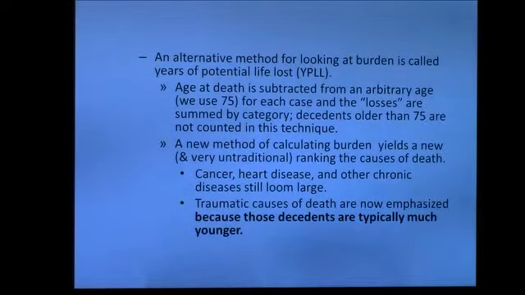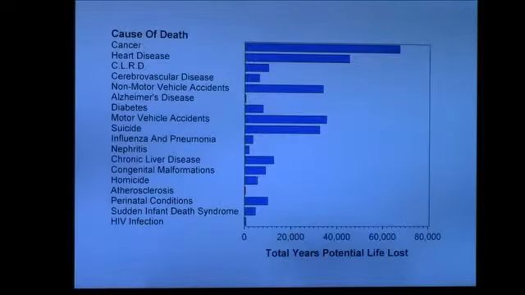Then we simply sum those by category, ignoring the negative numbers that come from people who die before or after the age of 75. Now, this is, I guess you'd say, an untraditional way of ranking causes of death, but you can gain some insights, I think. And, well, I'll just show you the next picture here.